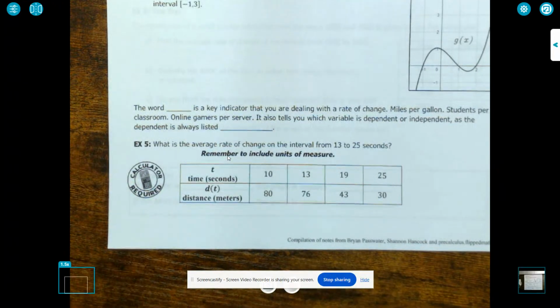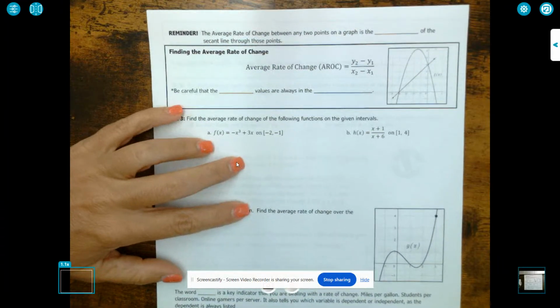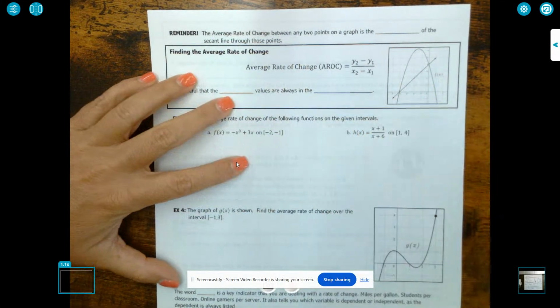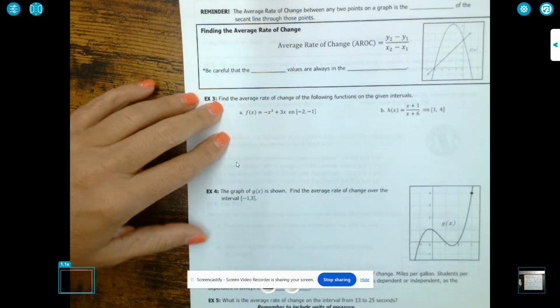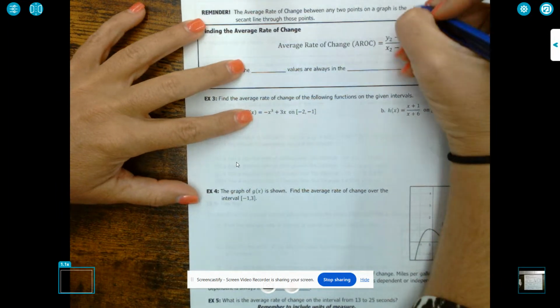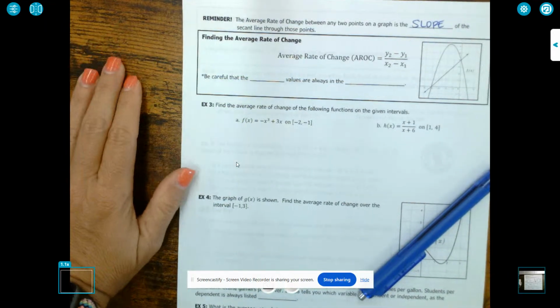All right, so flipping over to the next page. We're going to start talking about, just in general, the formula for AROC. So first of all, again, like I said, I say this a lot because it is very, very important: your average rate of change between two points is simply the slope. But we aren't going to say slope. We're going to say average rate of change.